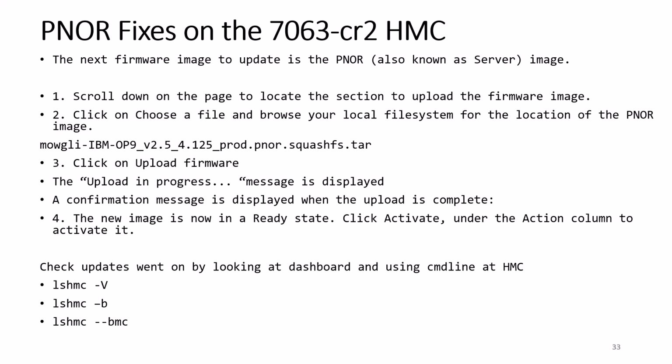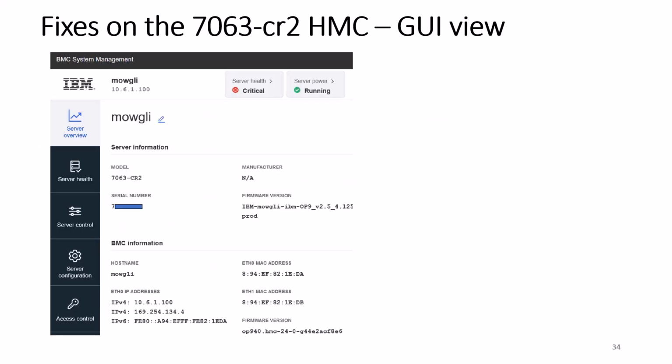You can use the command line like lshmc -V, lshmc -b, and --bmc, but they don't give you everything. They just give you the BMC information, not the PNOR information. So the dashboard with server overview is the one place you can see both your PNOR and your BMC levels. And that's what you're looking at here, is these two firmware versions. That's actually telling you what the levels are that you're currently running.